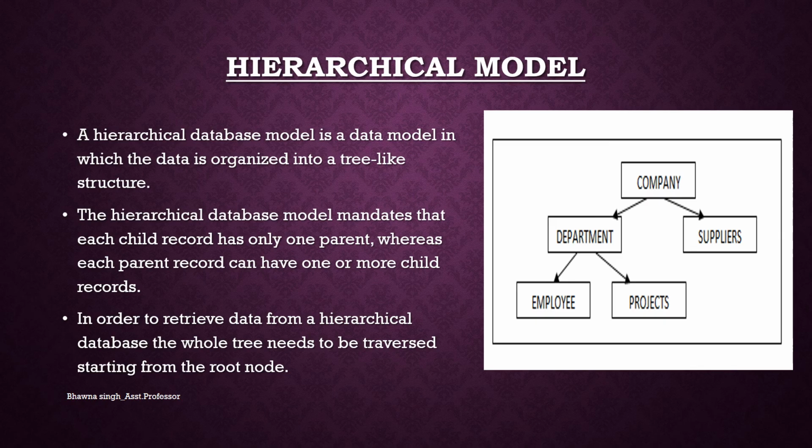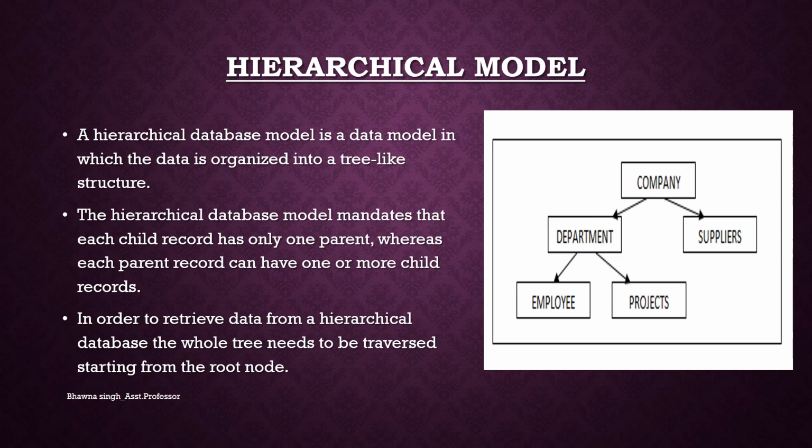And this hierarchy starts from the root data and then expands like a tree, adding child nodes to the parent node. In this hierarchical model, a child can have only a single parent node. For example, you can see in this diagram that there is one company which is a root node and it has two children, department and suppliers. Then the department acts as a root node for the two children, employees and projects. So like this, the data is organized into a tree-like structure with a one-to-many relationship between two different types of data.